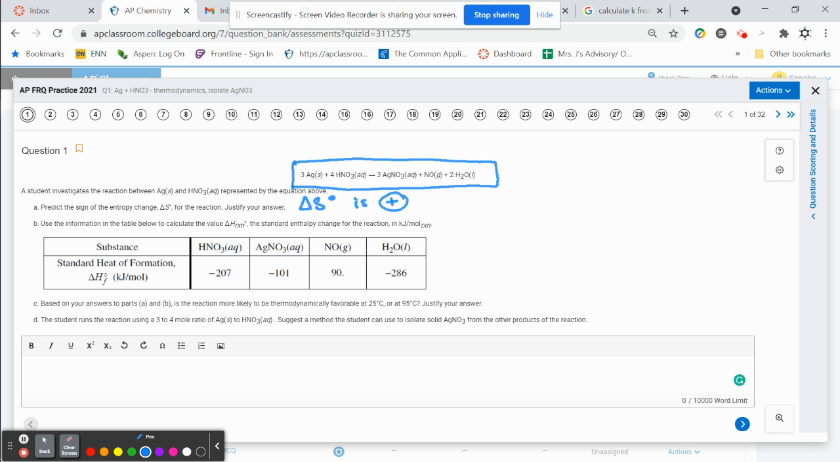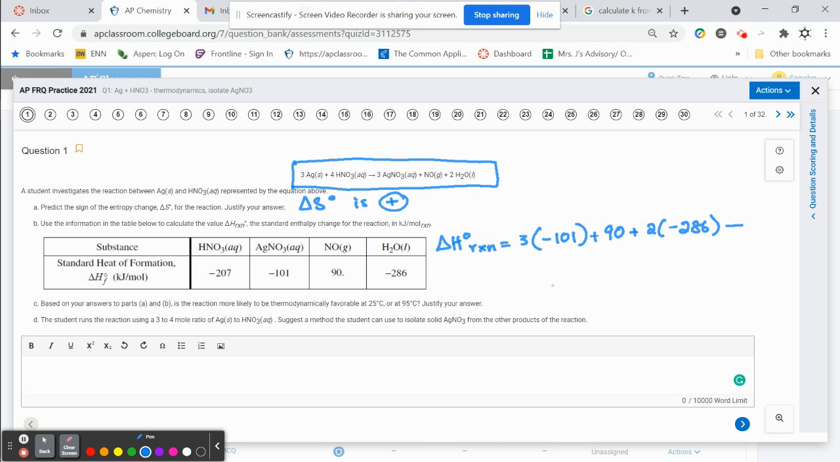Then it says to use the information in the table to calculate the value of delta H. So this is just products minus reactants. Okay, so your calculation should be delta H standard for the reaction is equal to 3 times the, let's see, silver nitrate is negative 101, plus 1 times the 90, plus 2 times the 200, negative 286, minus now your reactants.